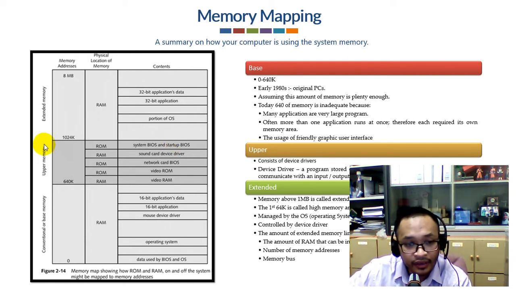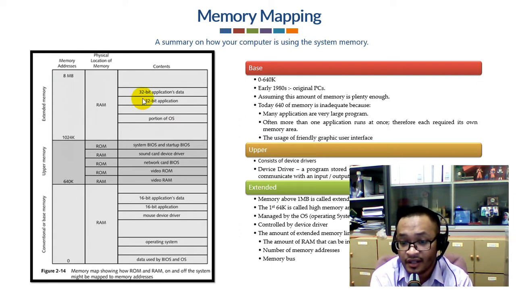The content of the extended memory is usually 32-bit or 64-bit application data. It means that any software that you run on your operating system, all that data will be copied and put into the extended memory.